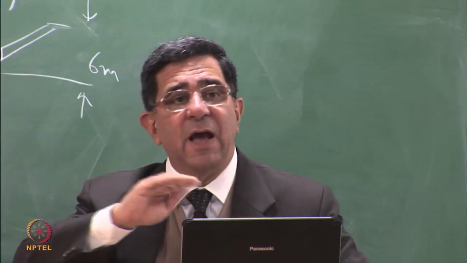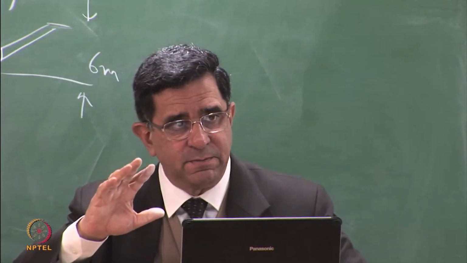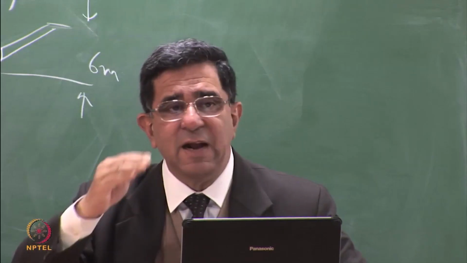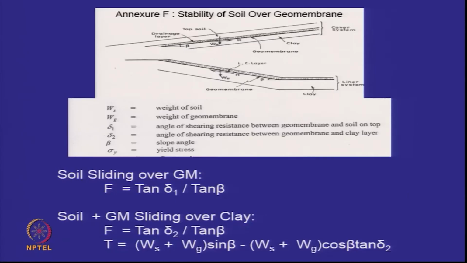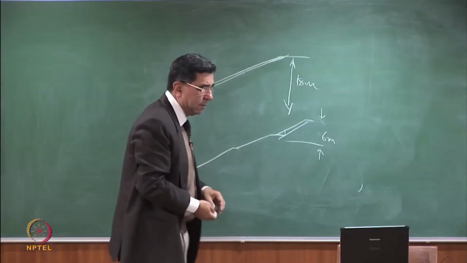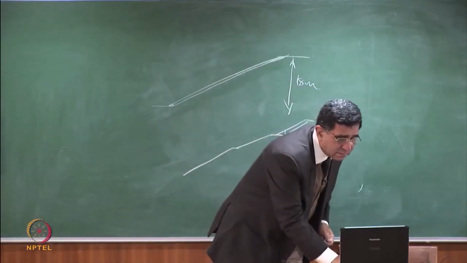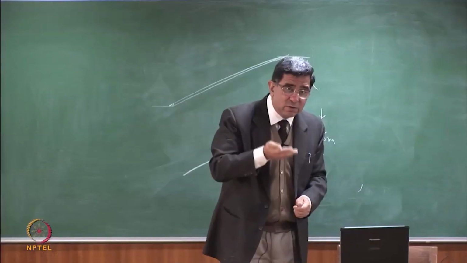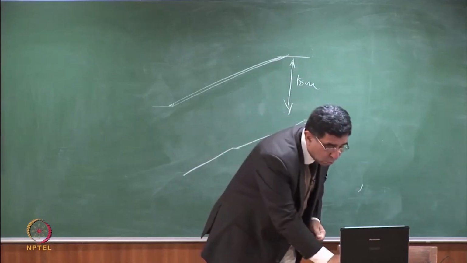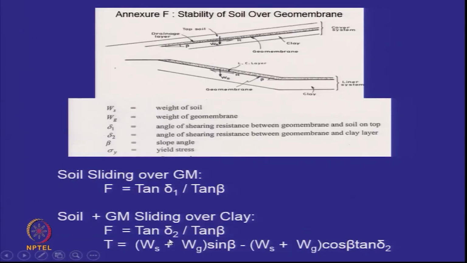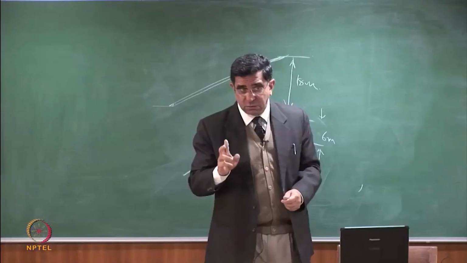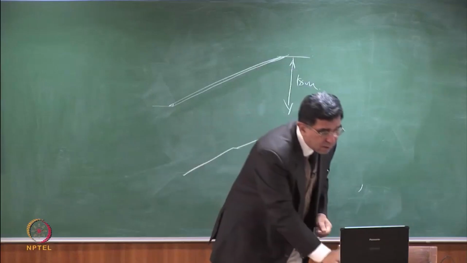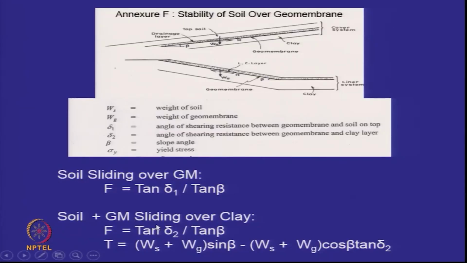Now I'm not having a geotextile protector, okay? Then I'll have the sand directly on the geomembrane. So above the geomembrane, we have said here that it will be tan delta 1. Delta 1 is the sand to geomembrane interface angle. Below the geomembrane, it will be tan delta 2. So there will be two different factors of safety, and if there is difference, if this is less than 1, then you will have to take out the tension.